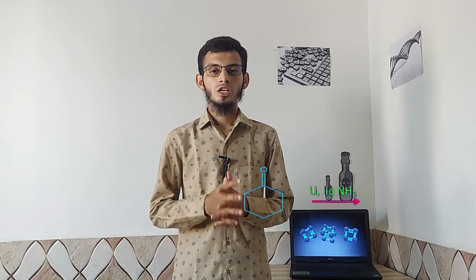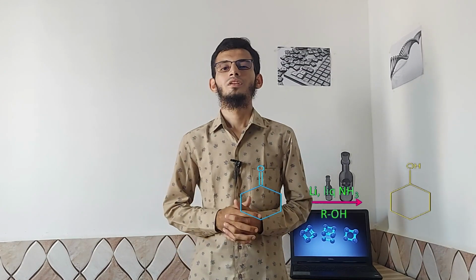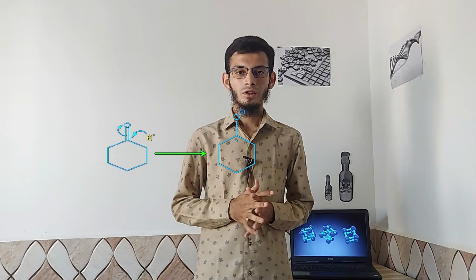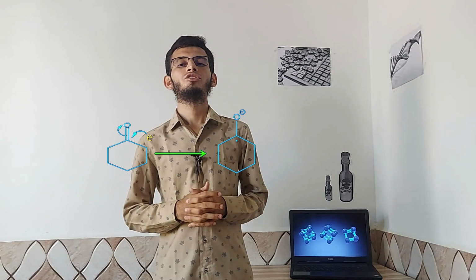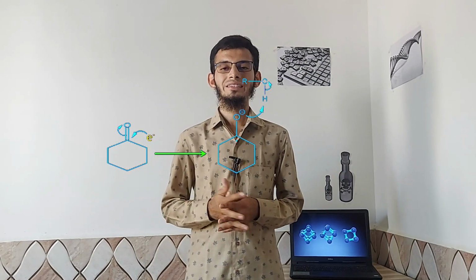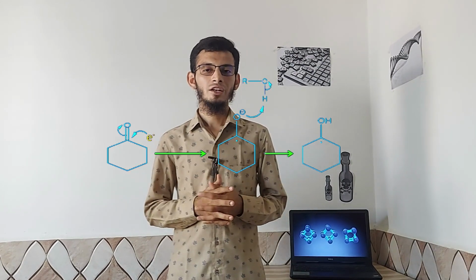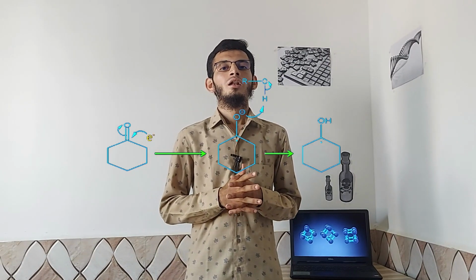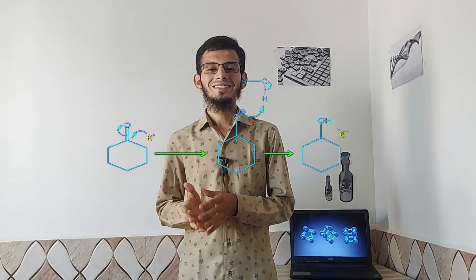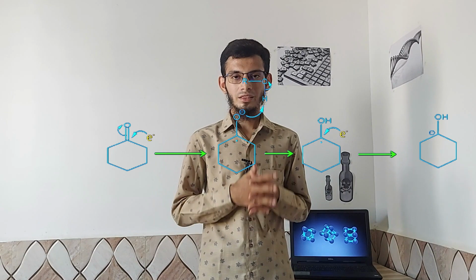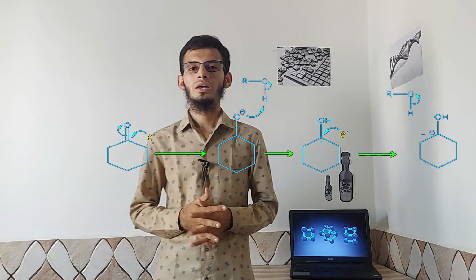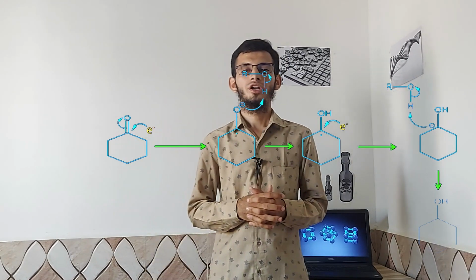So Birch reduction of saturated ketone will give you saturated alcohol. So let's go into the mechanism. First of all, an electron will attack on the carbonyl carbon, resulting in a radical anion. This radical anion combines with the proton source like alcohol, resulting in a free radical, and then the free radical will combine with an electron, resulting in an anion. Then this anion will combine with the proton, resulting in a saturated alcohol.